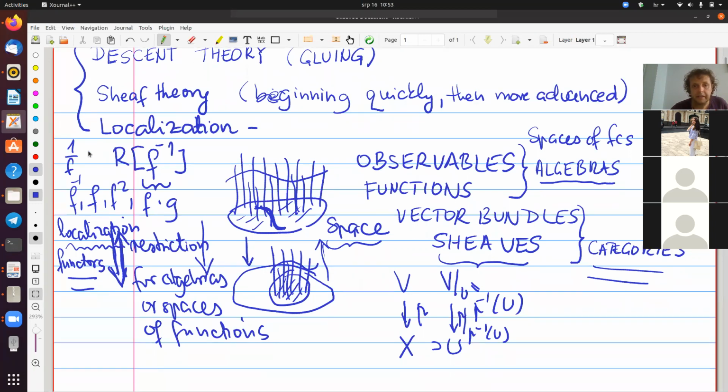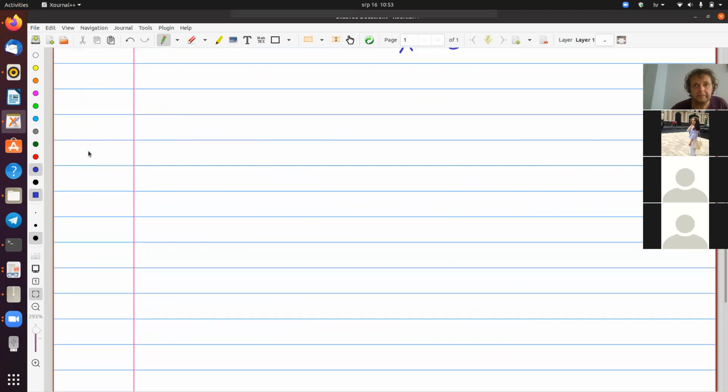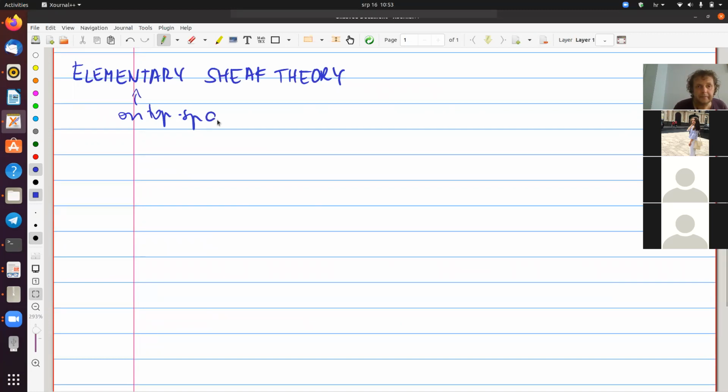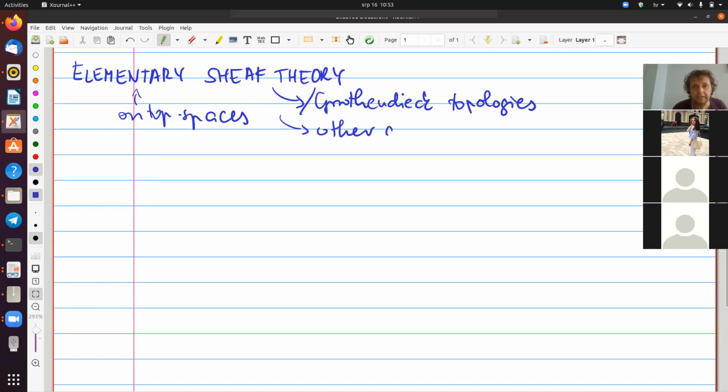So let me go further. Let me start with elementary sheaf theory. For some of you, this part will be boring at the beginning, but I will go quite quickly. Elementary sheaf theory. By elementary, I mean on topological spaces, because sheaf theory is also on Grothendieck topologies. So this is a little more technical for those who do not know. But there are also other generalizations.